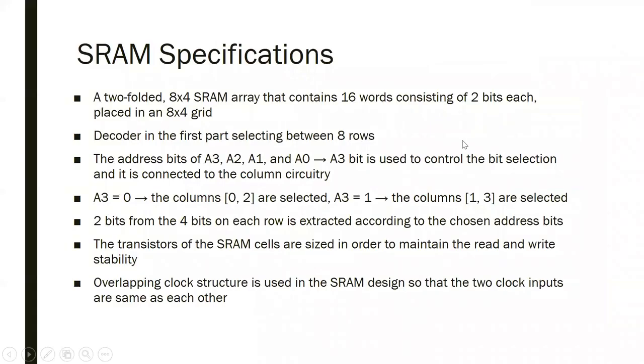For the course project, an 8 to 4 SRAM array was designed where the memory arrays will be two-folded. There should be 16 words and each word should consist of 2 bits. The 3 to 8 row decoder designed in the first part of the project selects between 8 rows. However, in the two-folded 8 to 4 SRAM design, there will be an additional address bit which is connected to the column circuitry, and this additional address bit will be used to control the bit selection.